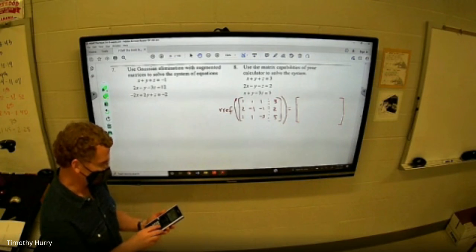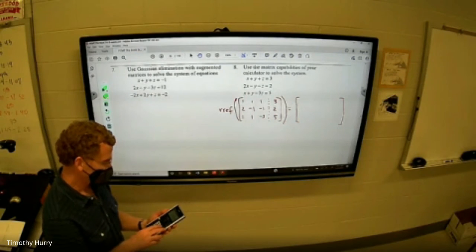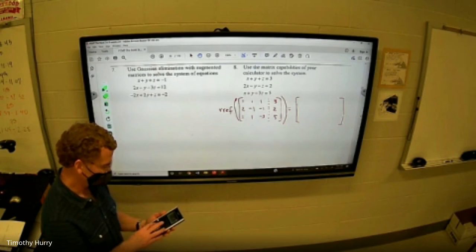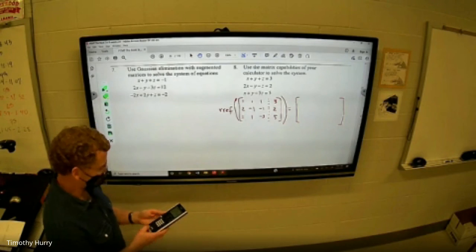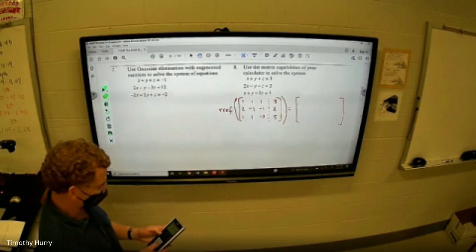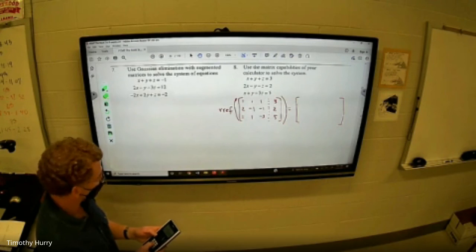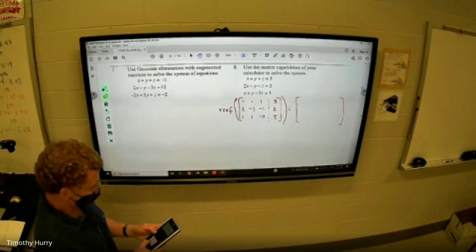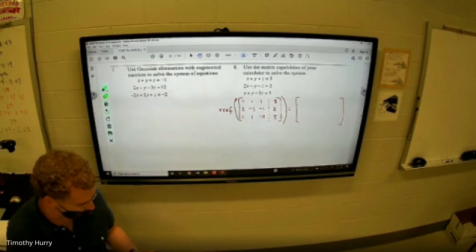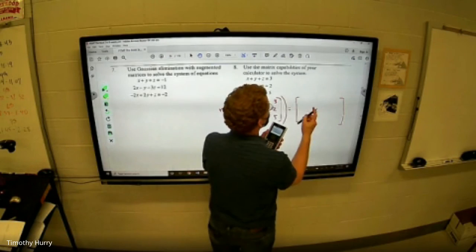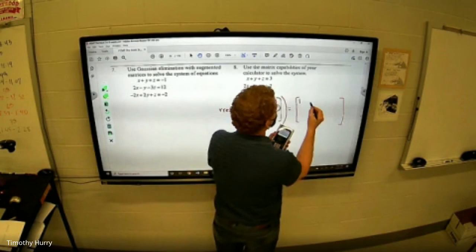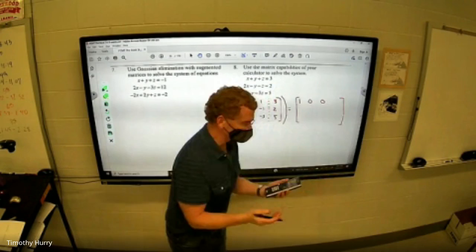So menu, matrix, 5, book button, 3 by 4, and start entering 1 tab, 1 tab, 1 tab, 3, tab 2, tab -1, tab -1, tab 2, tab 1, tab 1, tab -3, tab 5. And it spits out what? 1, 0, 0.